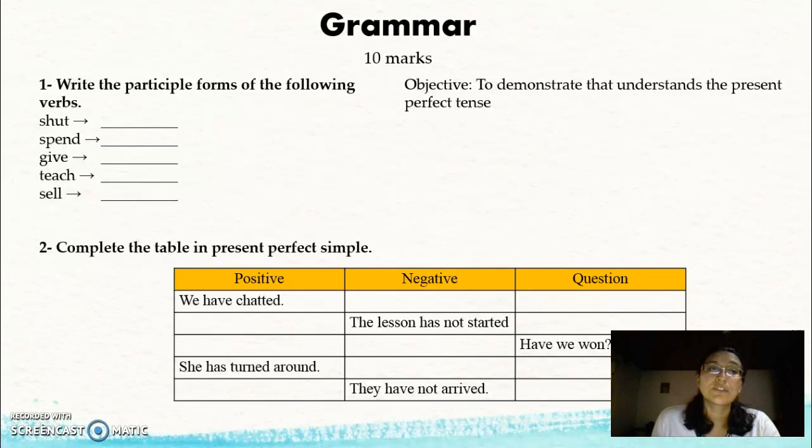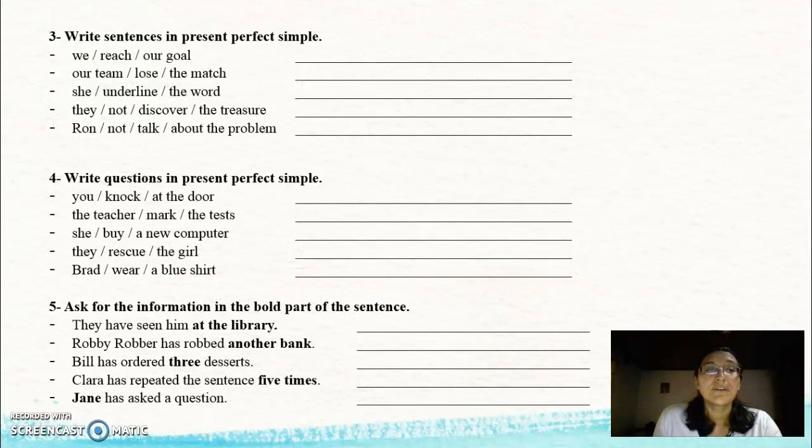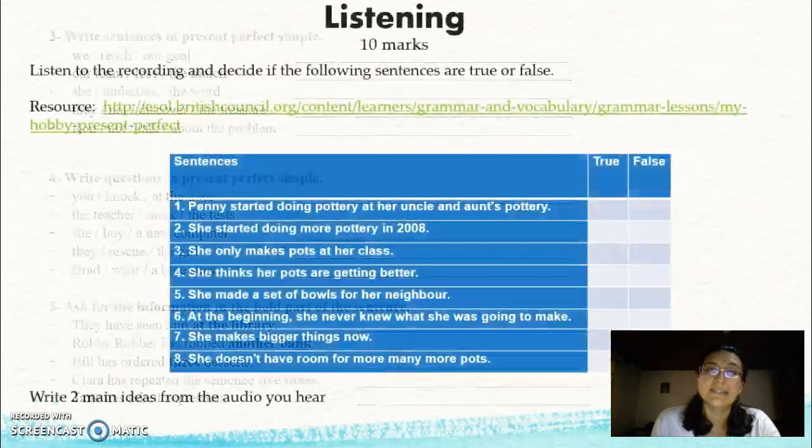In the first one, the students have to write the participle forms of the following verbs. The second one is to complete the table that is in here. You can see it here, with the present perfect simple. The 3 other points are to write sentences in present perfect simple and organize them, to write questions in present perfect simple, and to ask for the information in the bold part of the sentences.